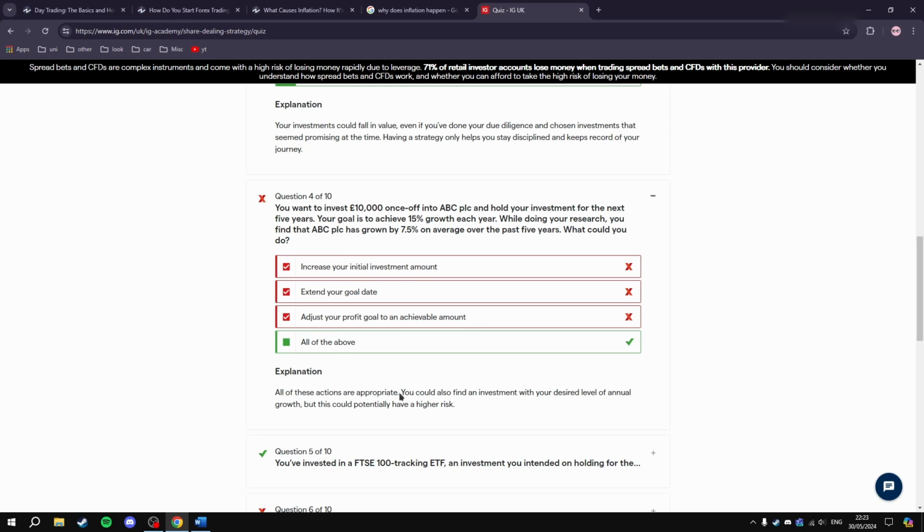That's what I clicked on, isn't it? Oh, okay, so it's basically right because I clicked on all three. All of the actions are appropriate. You could also find investment with your desired level of annual growth, but this could potentially have a higher risk.